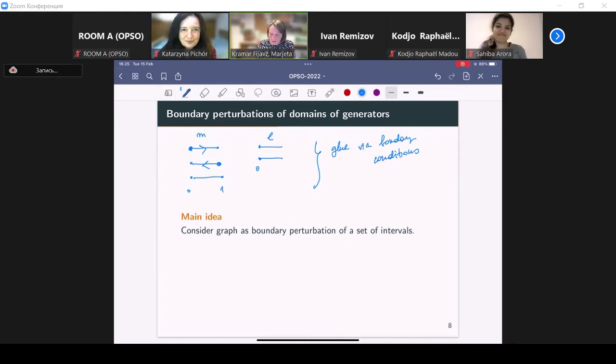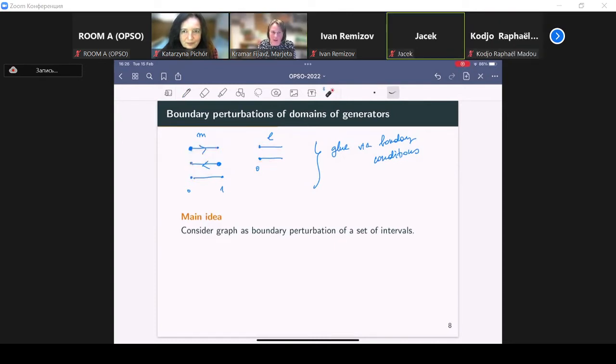Okay, so what do we do? As I said, first we consider separate intervals, and we put 0 conditions on the appropriate boundaries when needed. Then we glue this so that we perturb the boundary. So we perturb the boundary so that it will not be 0 anymore, but the appropriate edges will be connected through the boundary conditions.